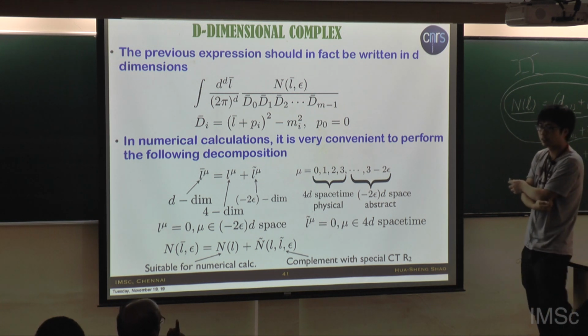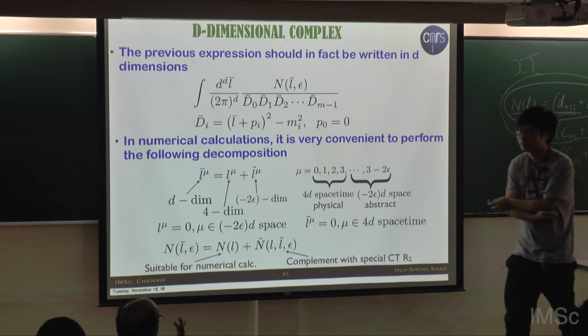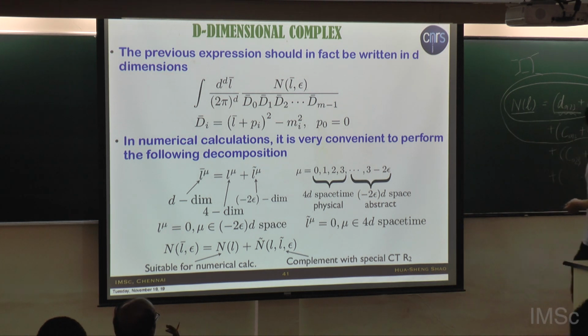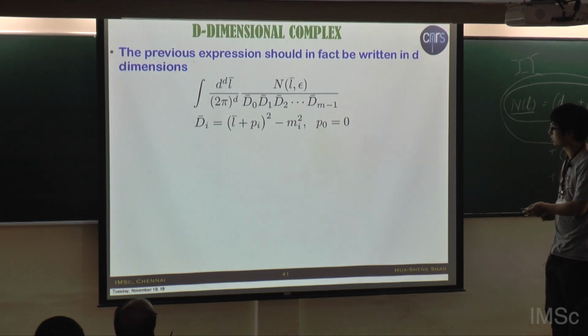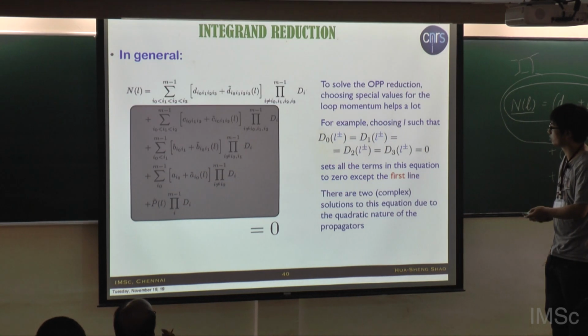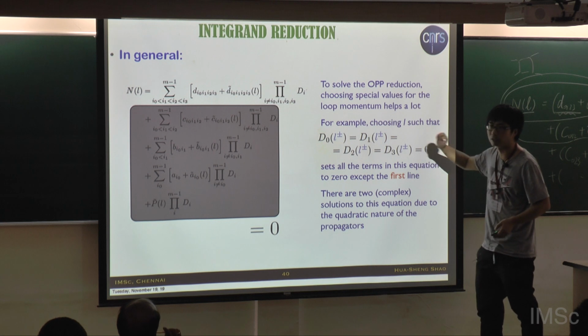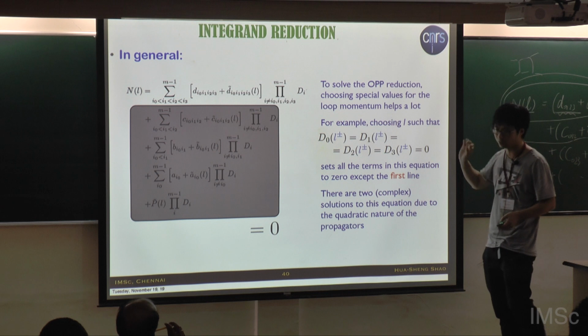Is the solution unique? The box is unique, yes. The 4-point is unique. If you choose 4 propagators to be 0, it is unique, because you have a momentum with 4 components, so you have 4 equations. It's just a plus-minus choice of the solution. You can uniquely solve these.